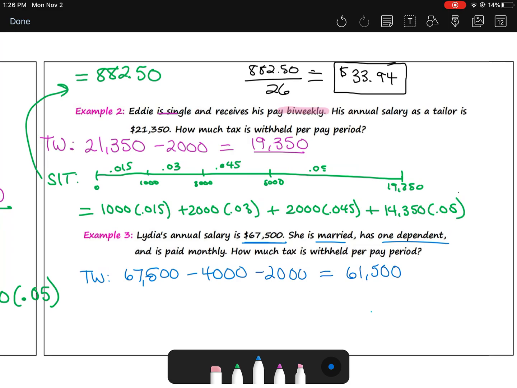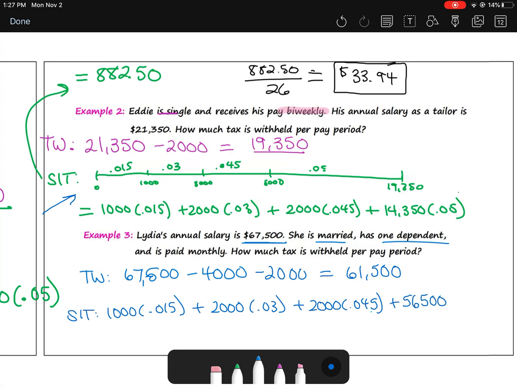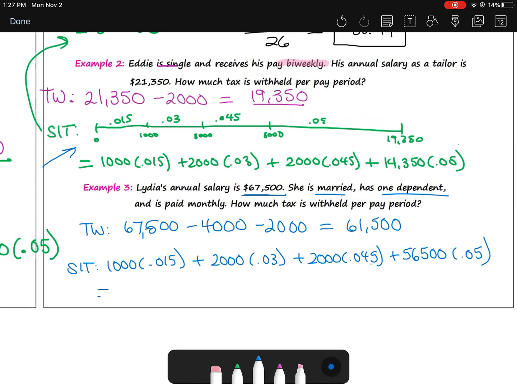Again, I'm going to use those brackets. My state income tax: 1,000 times 0.015 plus 2,000 times 0.03 plus 2,000 times 0.045. Then I have 61,500 minus 5,000, which gives me 56,500, and that's taxed at 5%. When I plug all of that into my calculator, I should get $2,990. Remember that money is annual.